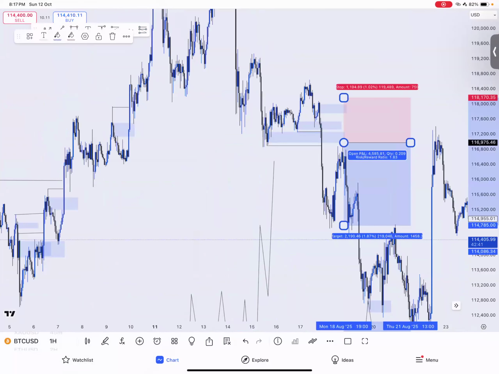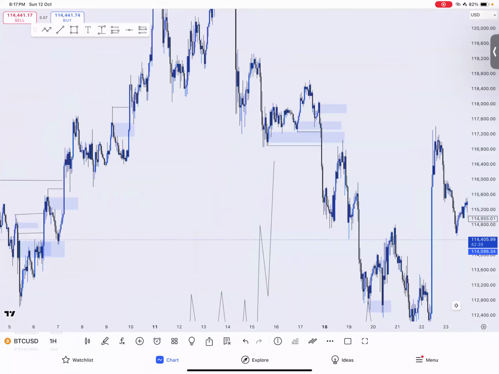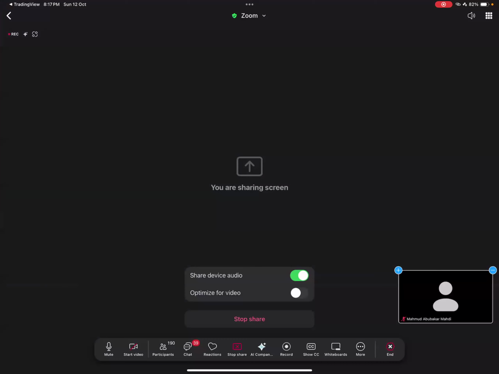That is not the right way to trade. There are rules in picking a point of interest that narrows everything down for you. I hope you guys are following me.